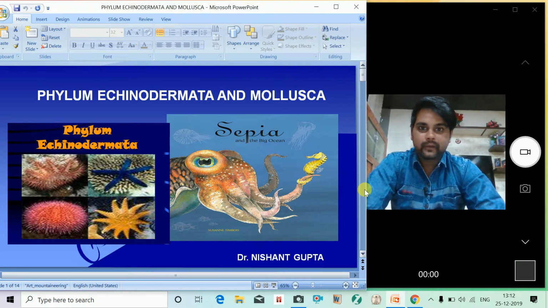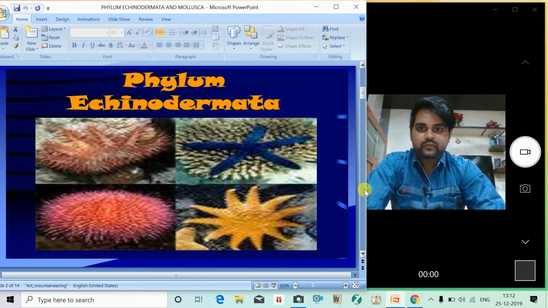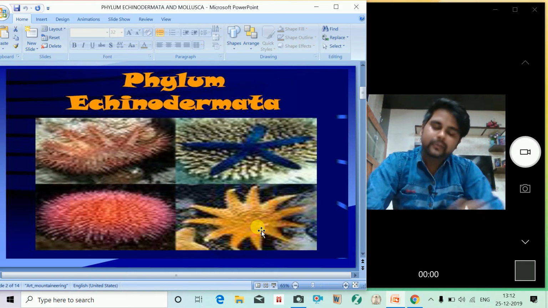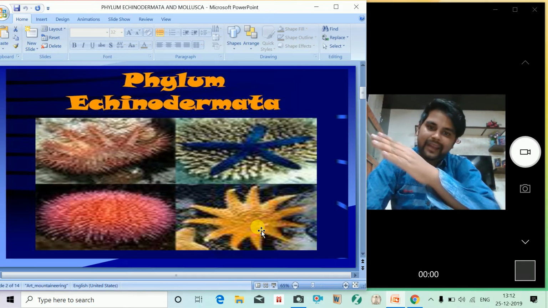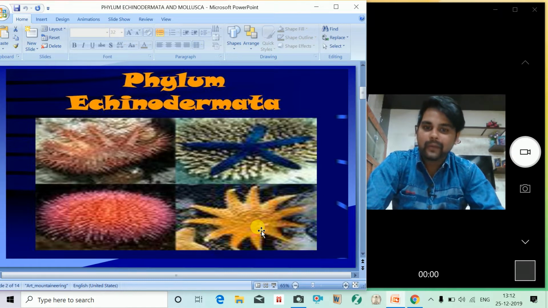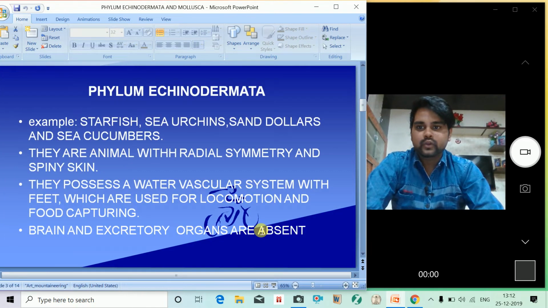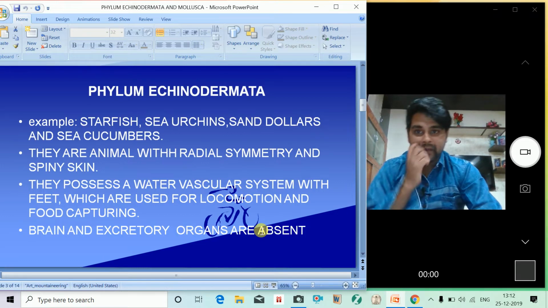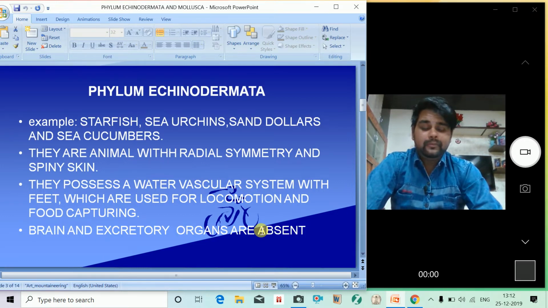So, interesting video. Phylum Echinodermata, as you can see, starfish, they are radially symmetrical. You cut them from any half, they will divide equally. That's what we call a radially symmetrical body. We have examples like starfishes, sea urchins, sand dollars, and sea cucumbers. They are animals with radial symmetry and spiny skin.